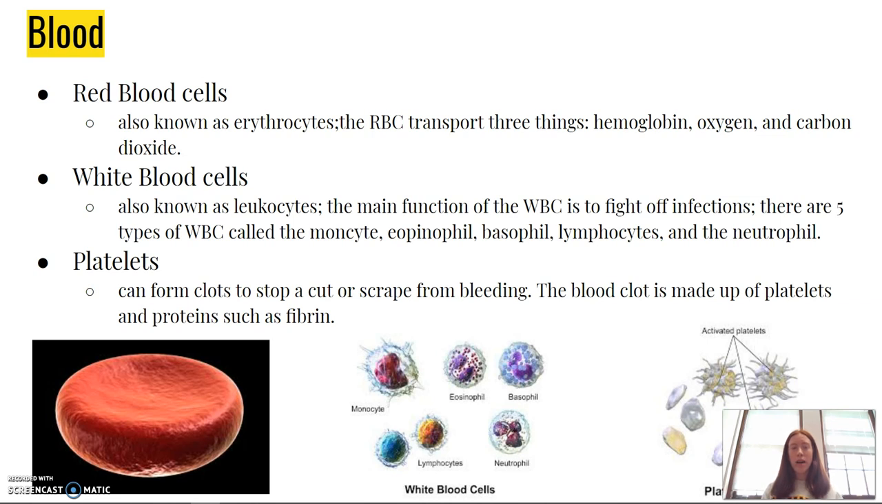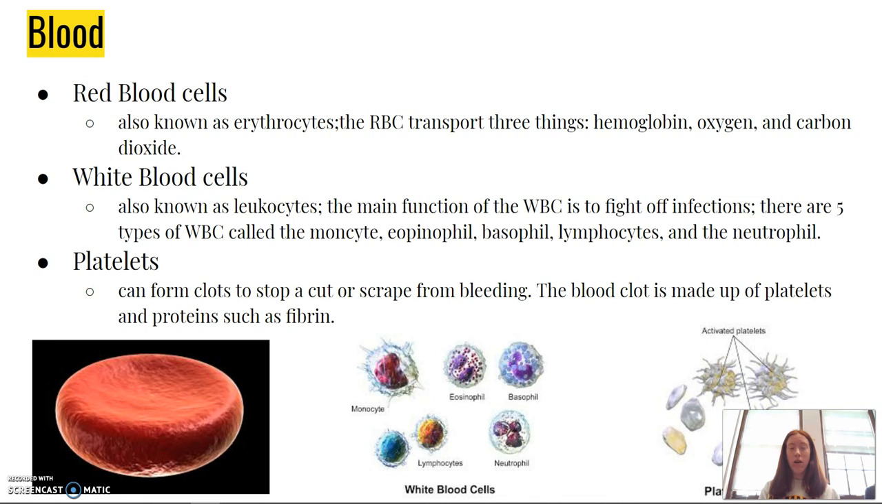Next is the white blood cells, also known as leukocytes. The main function of the white blood cells is to fight off infections. There are 5 types of white blood cells, and they are listed above. Last is platelets. These can form clots to stop a cut or scrape from bleeding. The blood clot is made up of platelets and proteins such as fibrin.